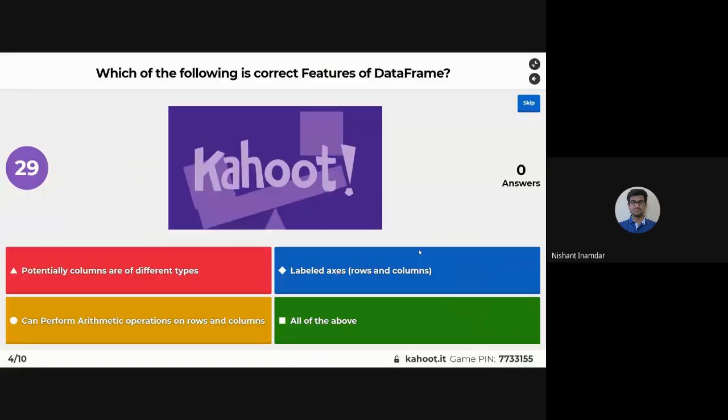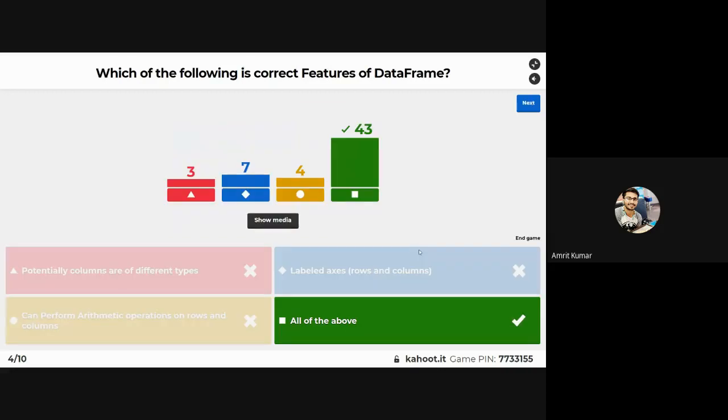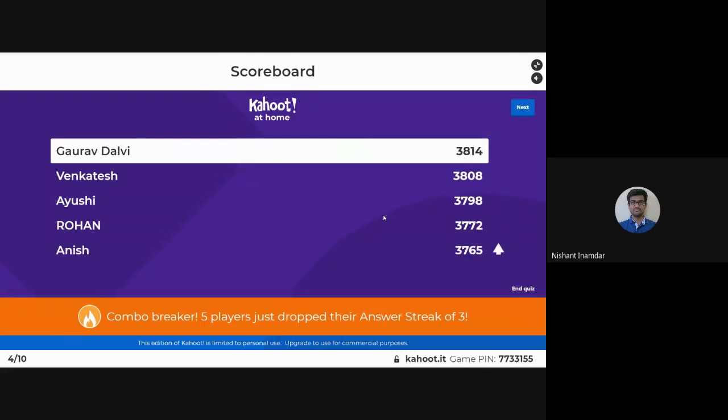Which of the following is a correct feature of a data frame? Okay, so answer it very carefully if you have understood it well. Wow, you're quite fast still. 40 answers. Good. Do you find this quiz quite easy, like you are giving answers so fast? Okay, I guess let's discuss it in the end. So 43 got it right. Yes, all of the above are the features of a data frame. Good. Next, we'll see the scoreboard. Still Gaurav Dalvi is on top, followed by Venkatesh, Ayushi, Rohan, and Anish. Okay, good. Let's see the next question.